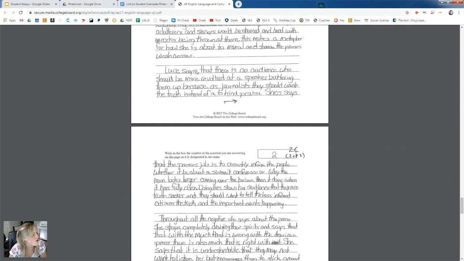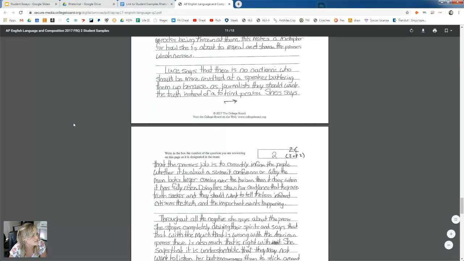Luce says that there's no audience who should be more revolted at the speaker buttering them up, because as journalists, they should want the truth instead of kind praise. She says that the press's job is to correctly inform people, whether it be about a summit conference or why the moon looks larger coming over the horizon than it does when it is fully risen. Doing this shows her audience that they are truth seekers and that they should want to be informed citizens of truth and the important events happening.